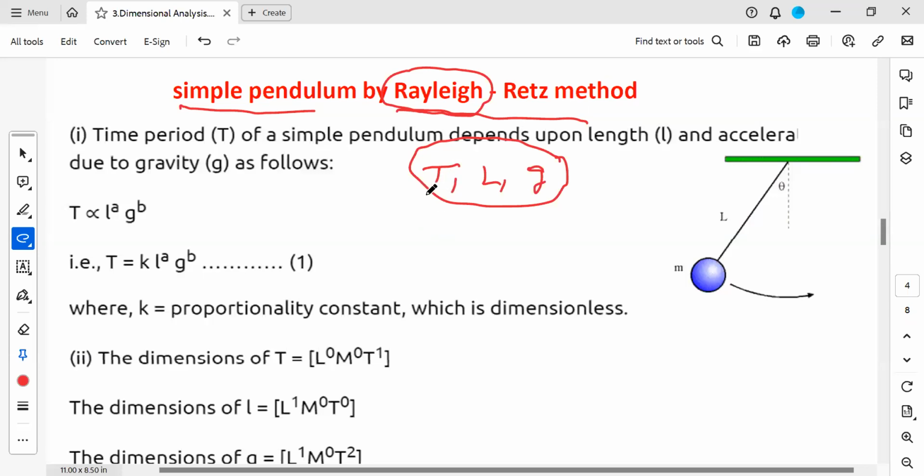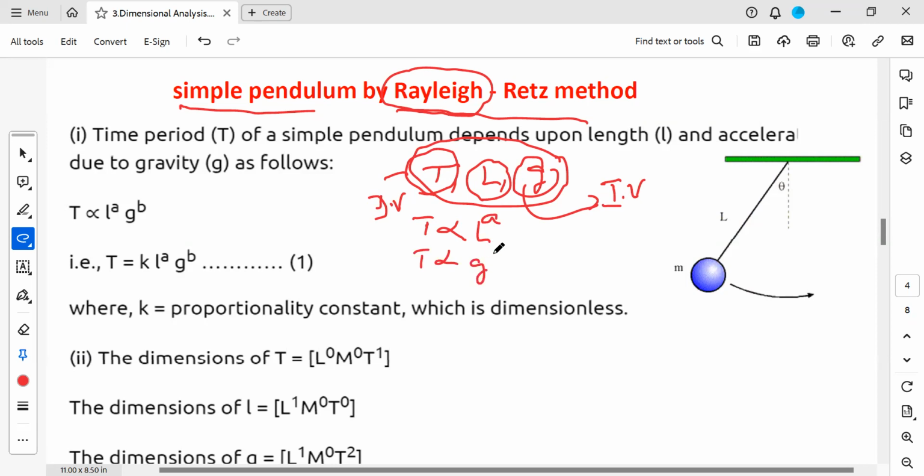Here the time period is called the dependent variable, and the other variables L and g are called independent variables. Therefore, the dependent variable can be written as: time period is proportional to length power a, and time period is proportional to g power b. Therefore, we can write time period is proportional to L^a g^b.